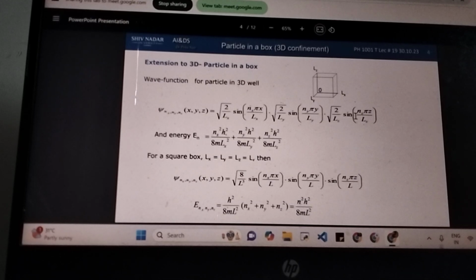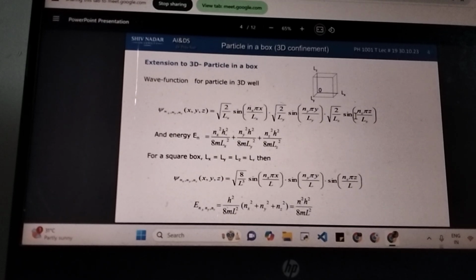It is not necessary that because a particle is in the first excited state in the x direction, it has to be in the first excited state in y and z also. So nx can be 1, ny can be 2, nz can be 3, anything. So you have 3 L values and 3 n values. That is the only change from one dimension to three dimensions.